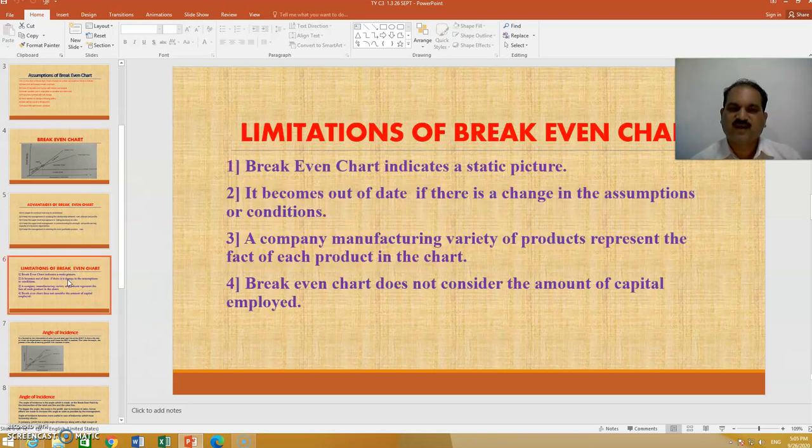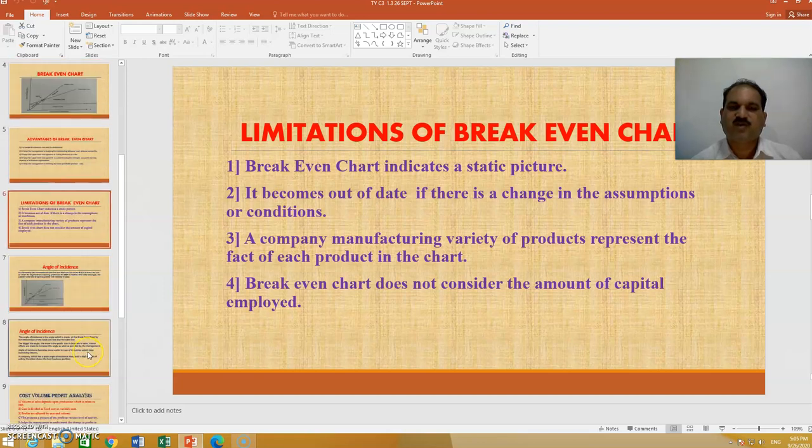As there are advantages, there are also some limitations for this break-even chart. These limitations are as follows. First, it indicates a static picture. Second, it becomes out of date if there is a change in the assumption or condition. If any single assumption or condition out of the 7 is changed, then the break-even chart, the graphical representation, becomes out of date.